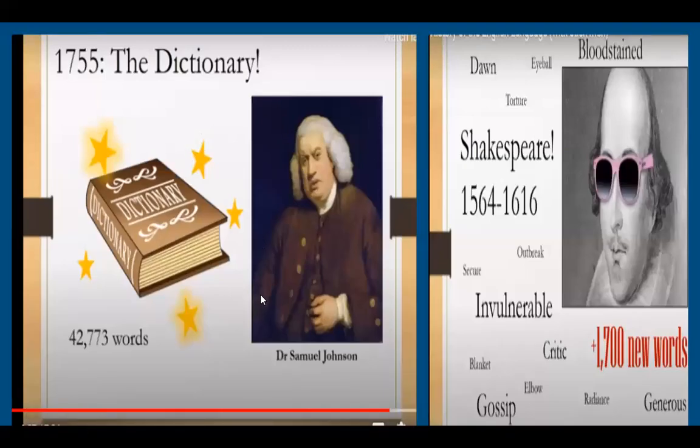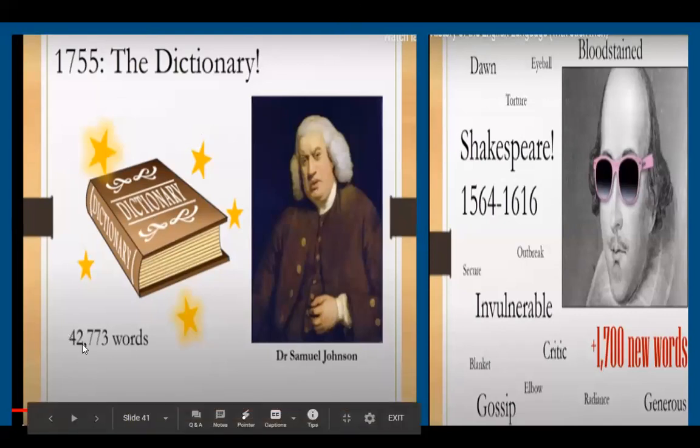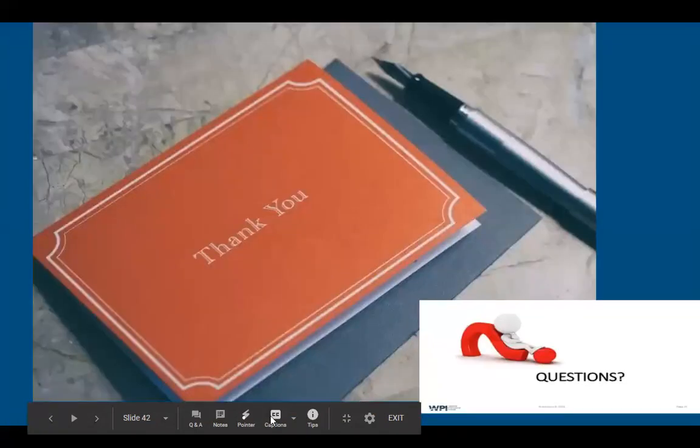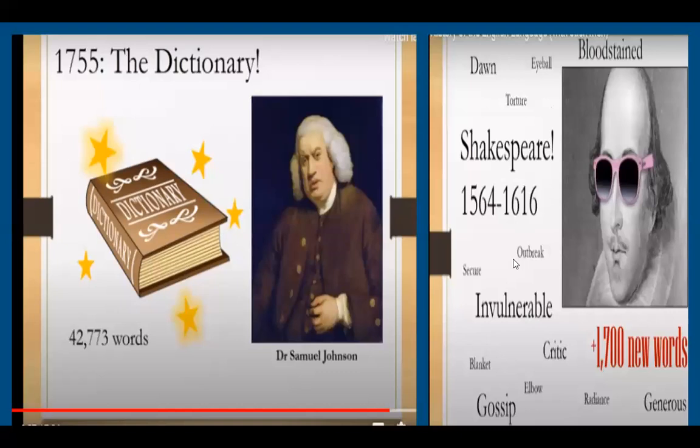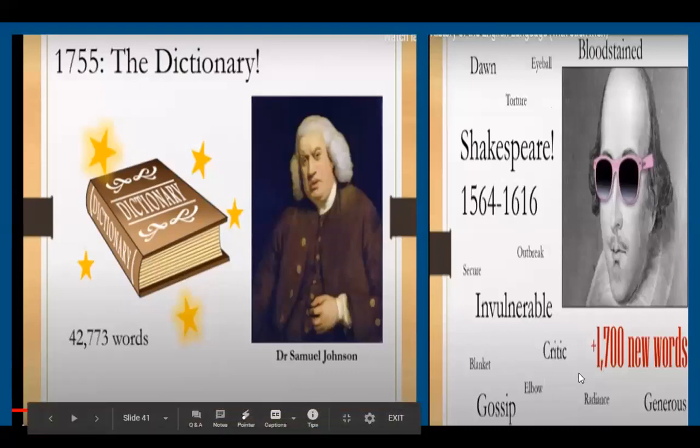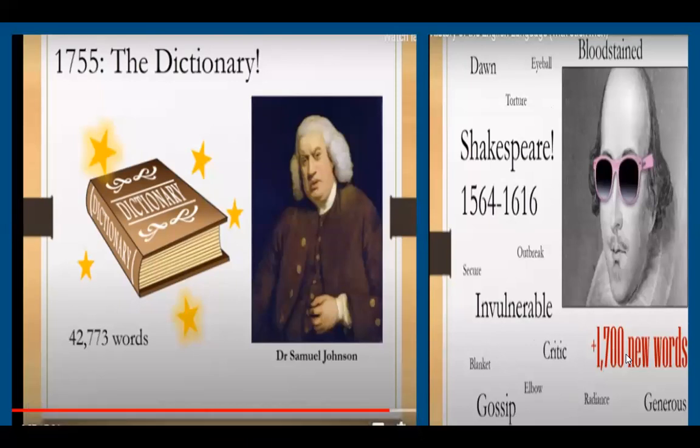This guy, do you know this guy? He is Dr. Samuel Johnson. When he came up with the first dictionary, how many words did he have? 42,773 words only. And the most versatile and prolific writer of the English language, Shakespeare, how many words did he add? Do you know how many? Just 1,700 new words. And do you have any idea? This COVID has added hundreds of words to our dictionary.